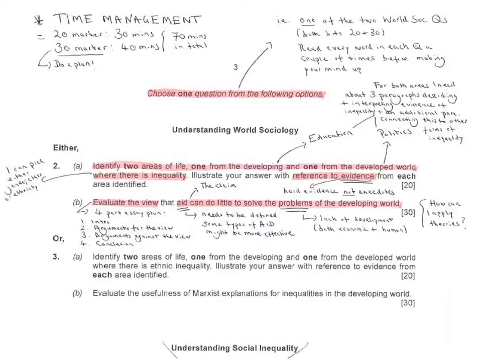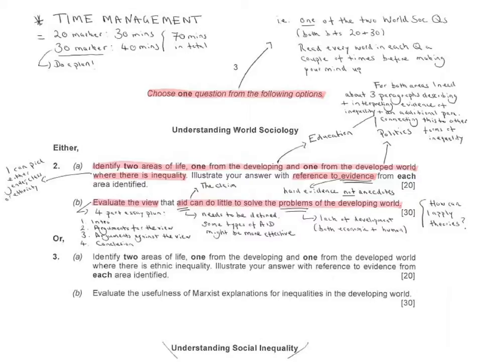You'll see the Understanding World Sociology option, which is the one that you will focus on. And then underneath that you'll see another option called Understanding Social Inequalities, and you just ignore that section. Okay, that's nothing to do with you. That's for other students who've been taught that particular option for SY4 instead of the World Sociology section. So you choose one question from the World Sociology section.